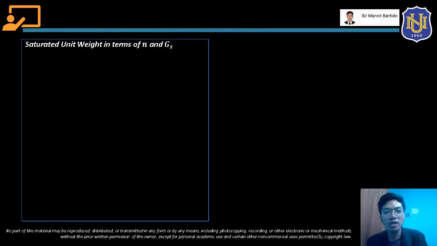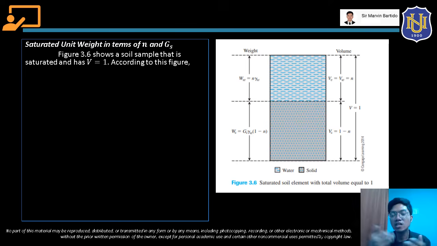Okay, now for saturated unit weight in terms of porosity. Class, since the soil is saturated, there is no air in our voids. So our void is just water. Therefore, the volume of our void will just be equal to the volume of water. Porosity is our reference here, so the volume of water is equal to N. Our total volume is still 1, and the volume of our soil solid is 1 minus N.